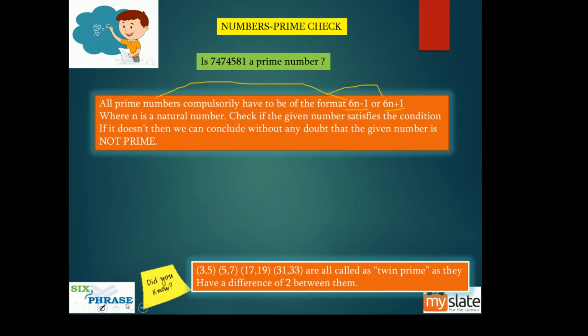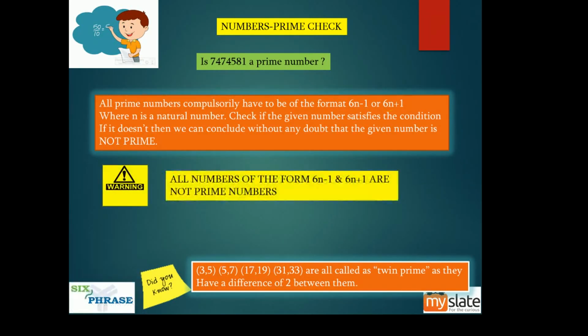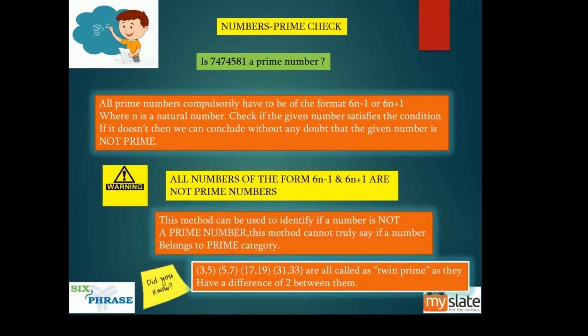All numbers of the form 6n are not prime numbers. So you just have to understand that. The method can be used to identify if a number is not a prime number. This method cannot really say if a number belongs to the prime category. This method can tell you if a number is not a prime number, but you cannot surely say if it is a prime number or not with this method.